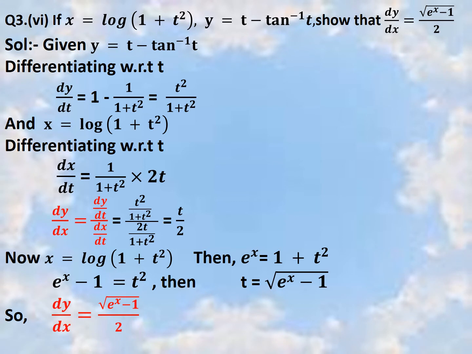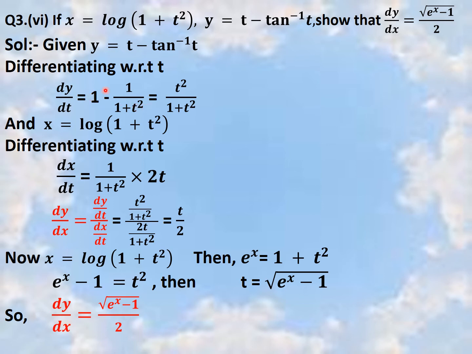Next question. If x is equal to log of 1 plus t square, y is equal to t minus tan inverse t, show that dy by dx is equal to root of e raised to x minus 1 upon 2. First, we will consider y is equal to t minus tan inverse t. Both are simple functions, so we can differentiate directly with respect to t. So, dy by dt will be derivative of t is 1 minus 1 upon 1 plus t square. Now, here we will cross multiply. That is 1 into 1 plus t square is 1 plus t square minus 1 whole divided by 1 plus t square.